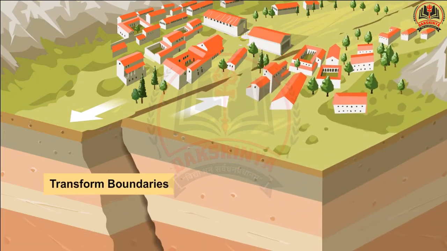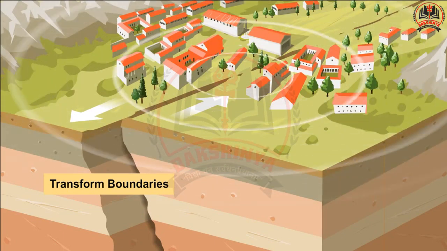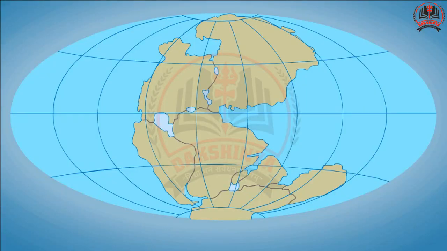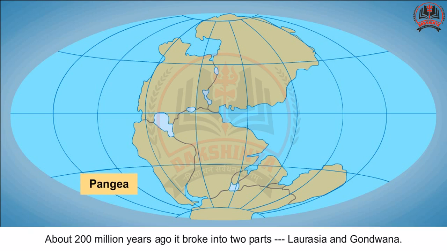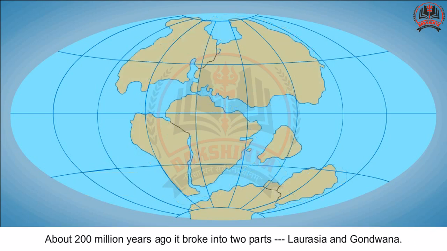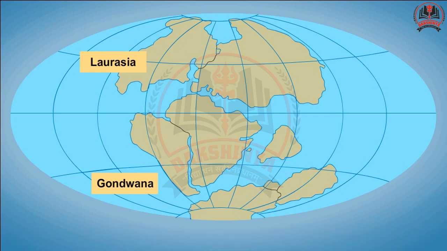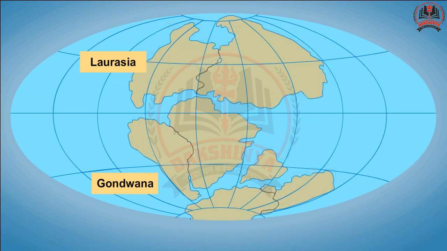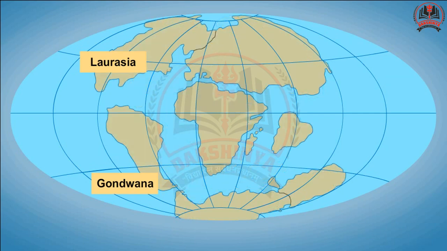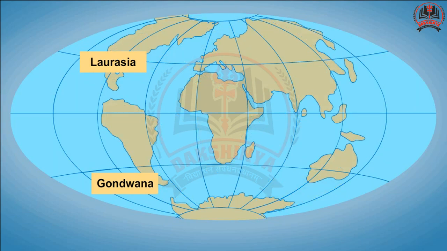These movements have been responsible for the shape, size, and position of the continents. Some 225 million years ago, the Earth was a single landmass called Pangaea. About 200 million years ago, it broke into two parts, Laurasia and Gondwana. In course of time, Gondwana disintegrated into African, South American, Australian, Antarctica and Indian plate.